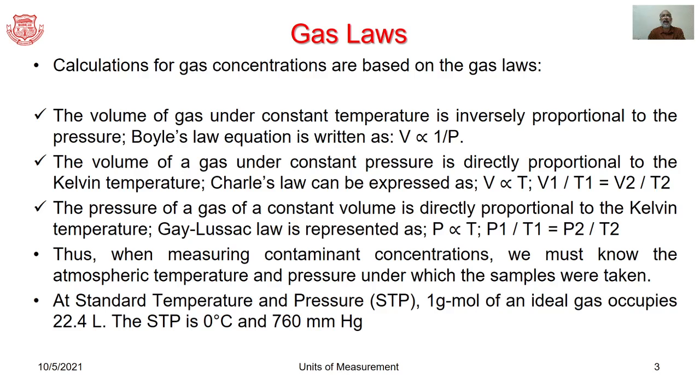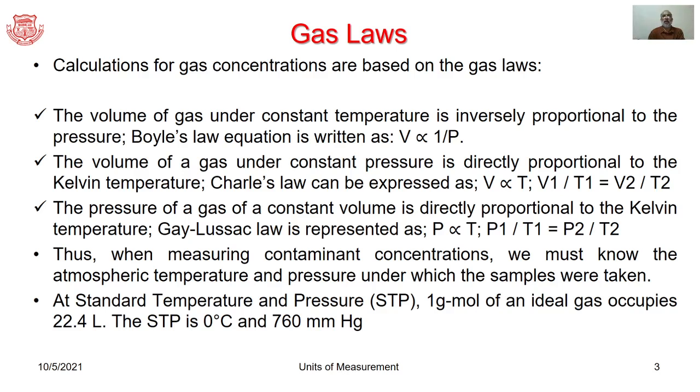The volume of the gas under constant pressure is directly proportional to the temperature expressed in the Kelvin scale according to Charles' law, and it can be expressed as V proportional to T. Also, V1 by T1 has to be equal to V2 by T2. The pressure of the gas at a constant volume is directly proportional to the temperature expressed in the Kelvin scale according to Gay-Lussac's law, which is expressed as P proportional to T. Also, P1 by T1 is equal to P2 by T2.